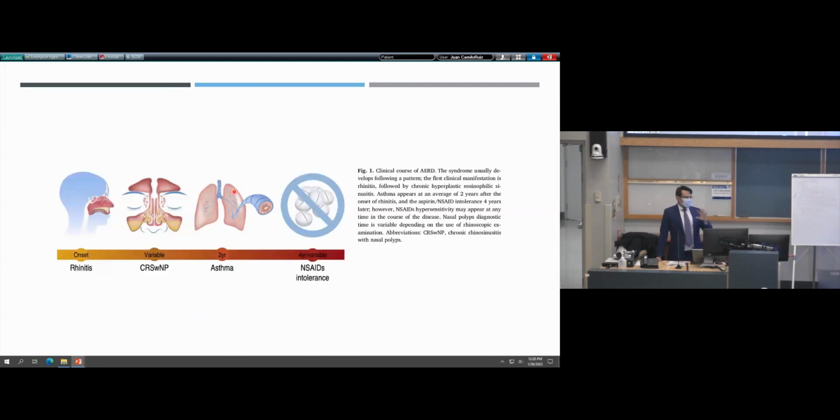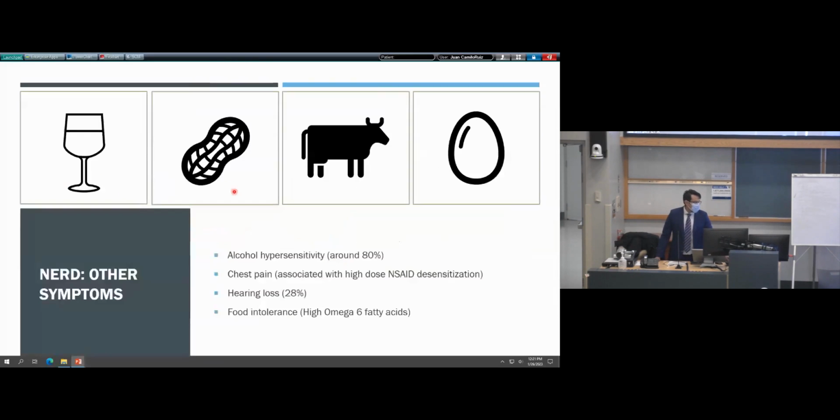Lastly, this is the natural history of what you could expect. Usually, these patients present in their 20s. They'll have a viral infection or some sort of rhinitis that triggers the events, followed by sinus problems like polyps, anosmia, facial pressure, usually, but that tends to be variable. Asthma tends to develop late, usually 2 years after the initial disease. And then lastly is the NSAID intolerance. Usually, that's the way it progresses.